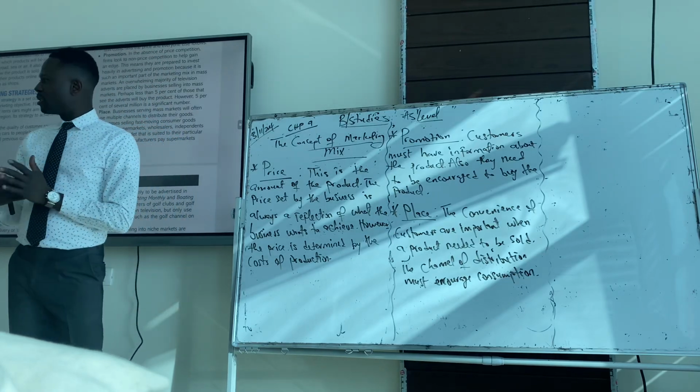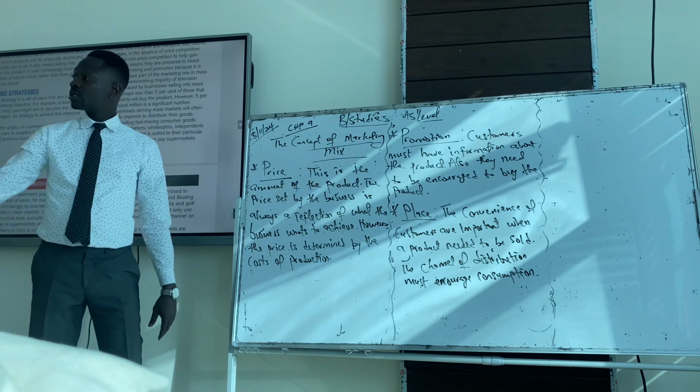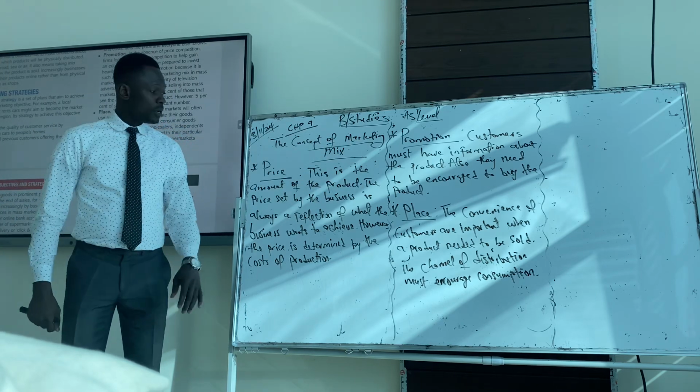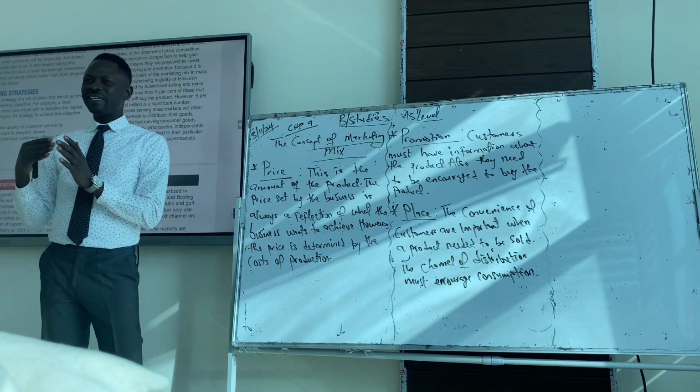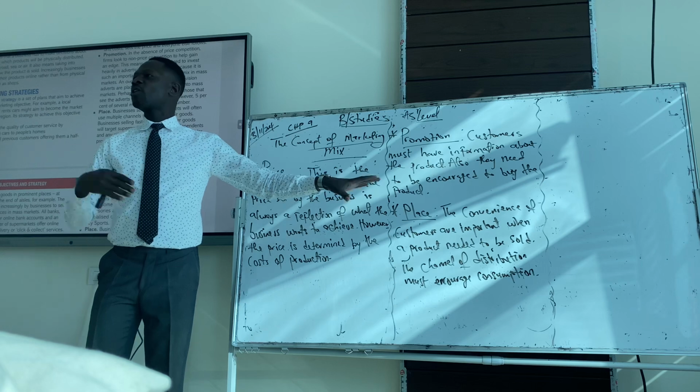We have the other three P's, which are price, promotion, and place. So I'm going to start with price. When we talk about price, this is the amount the business sells its product. The amount you're going to sell your product is based on the cost of production.